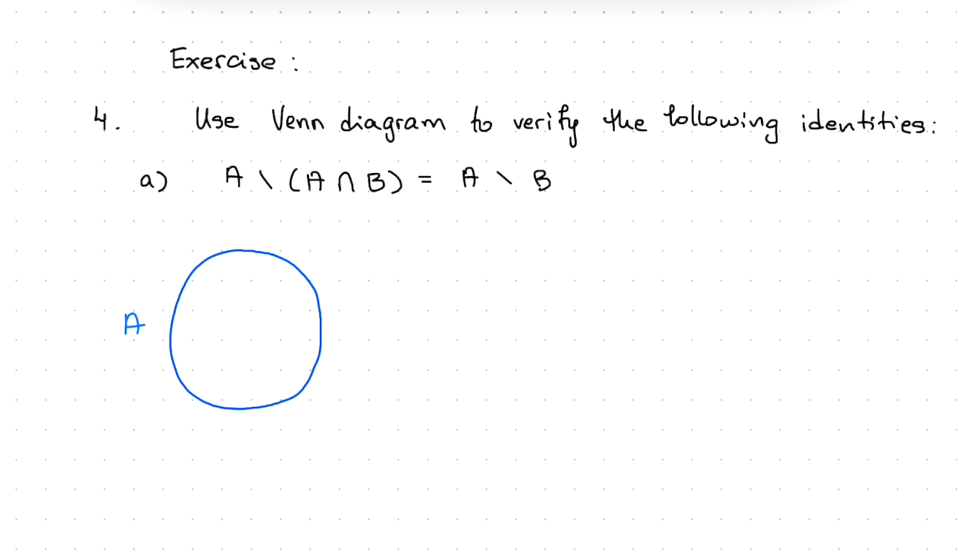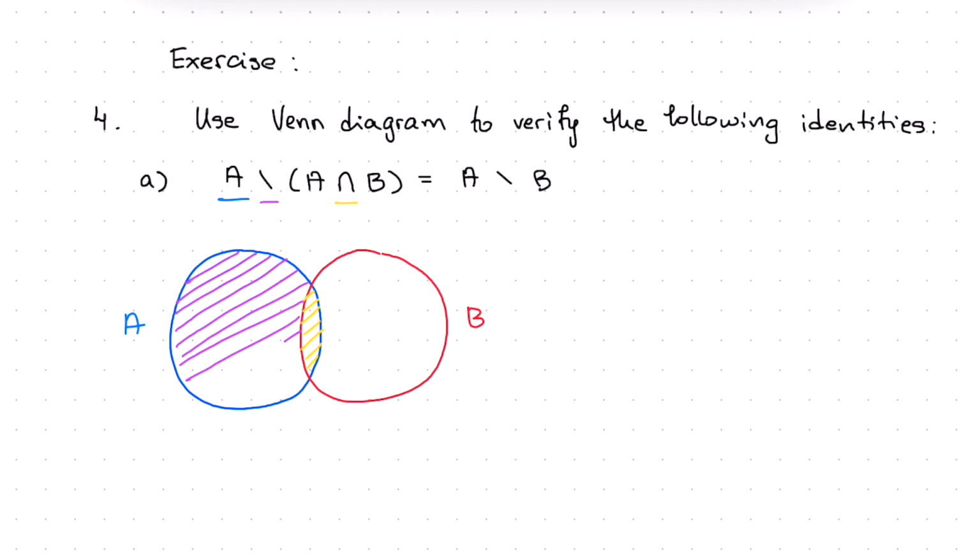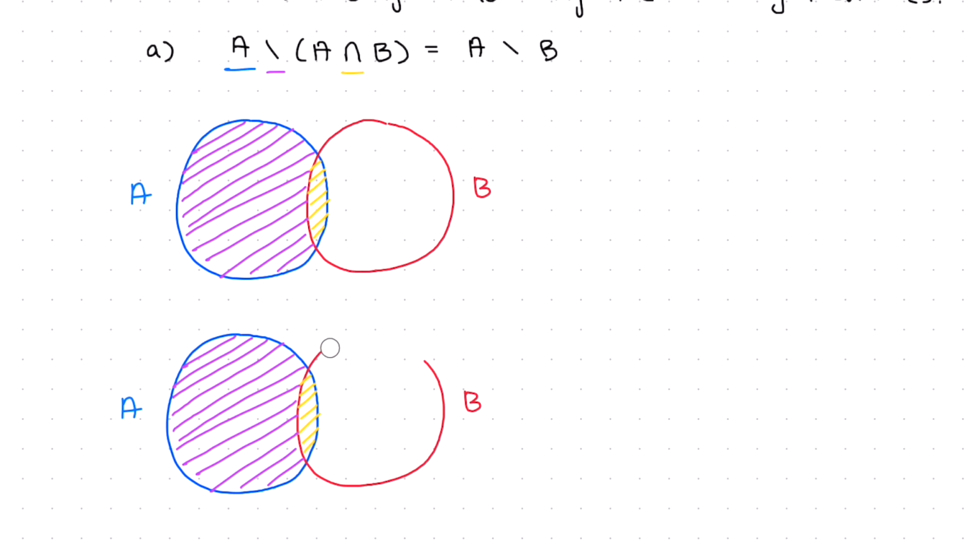These oddly shaped circles represent sets. Here's my set A, and here's my set B. In the parentheses, it says that they intersect. Intersection is represented as this yellow shaded space in between A and B. In order to draw a difference, we need to start with A, so everything in A is included. But we need to subtract whatever is in parentheses. So A minus A intersect B is this purple shaded area.